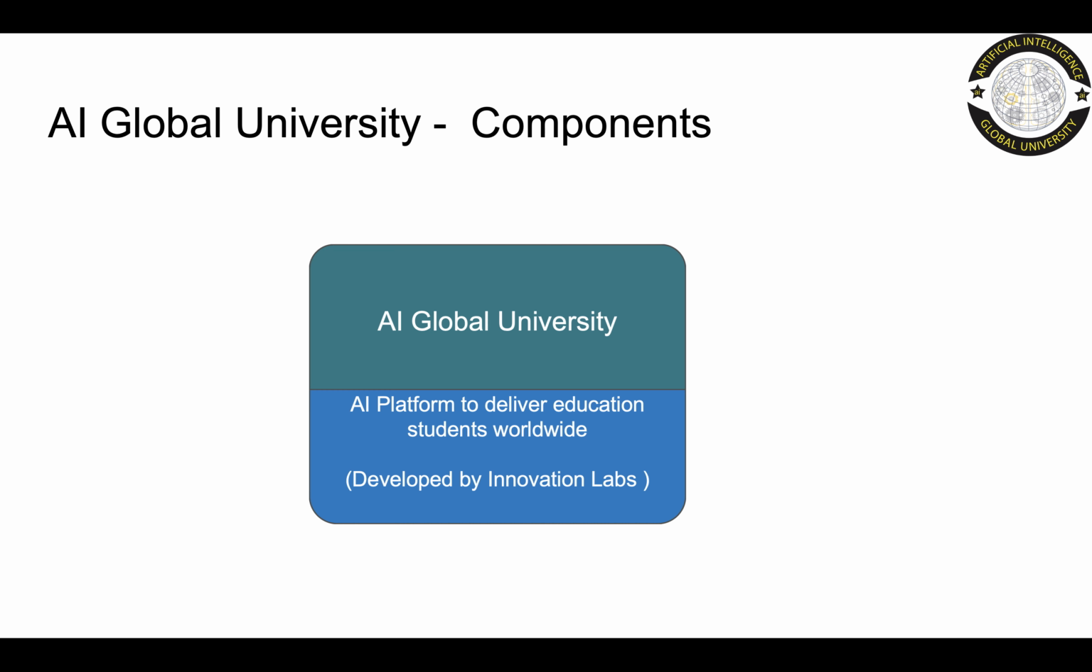If we look into AI Global University, basically it's a platform. It's a software as a service platform to deliver education worldwide. The bottom part of the platform is Innovation Lab, which is a whole software developed by AIGU, and on top of it is AI Global University, the educational platform which is used by various colleges and universities all over the world to deliver content, and the same platform is used by students to consume the content.